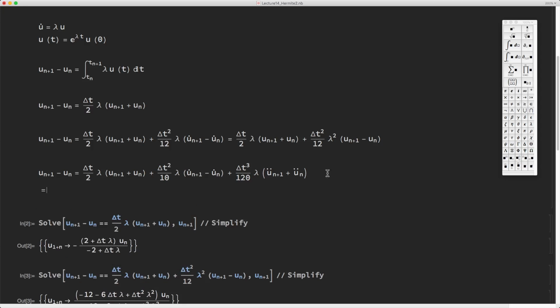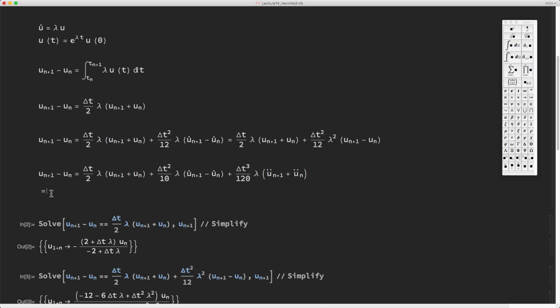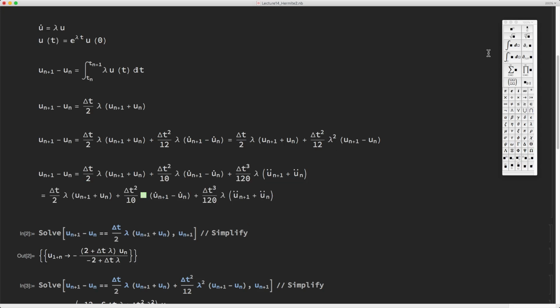This equation will become a square here if we replace these derivatives, and then this could become a cube if we replace these derivatives. Okay, so this is trapezoid or the Trapezium rule. This is the Hermite rule, and this is the Lotkin rule.